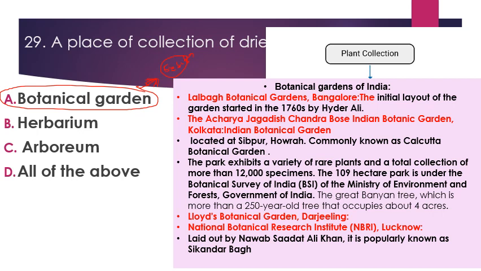We have different famous botanical gardens, like Lal Bagh Botanical Garden in Bangalore, which was started by Hyder Ali in 1760. Then we have Acharya Jagdish Chandra Bose Indian Botanical Garden, Kolkata, also known as Indian Botanical Garden. It is present in Shibpur, West Bengal, commonly known as Calcutta Botanical Garden. This garden exhibits a variety of rare plants and a total collection of 12,000 specimens.